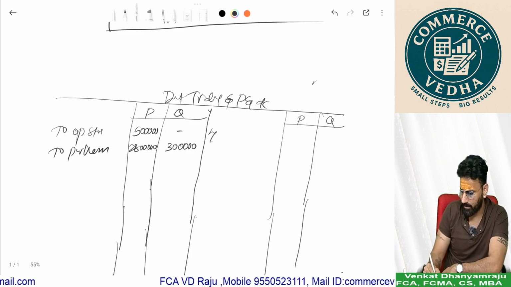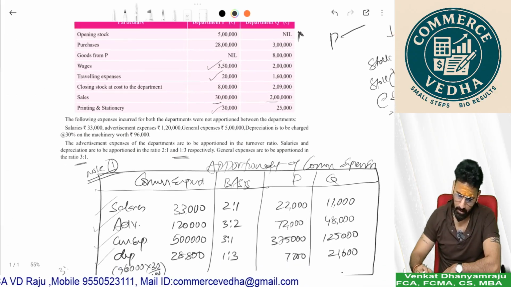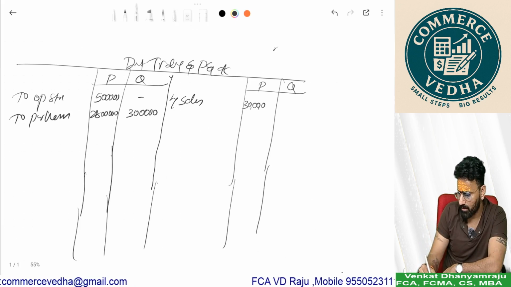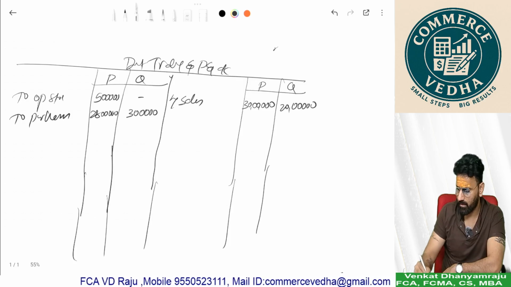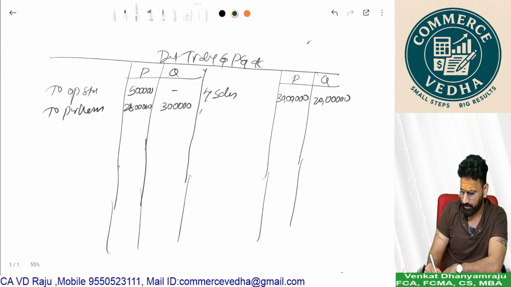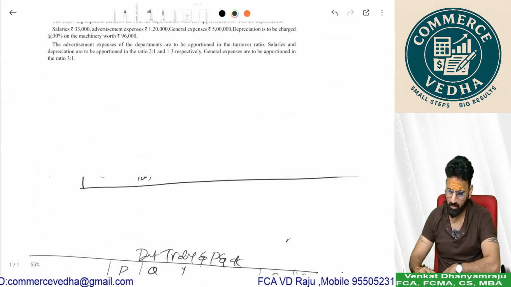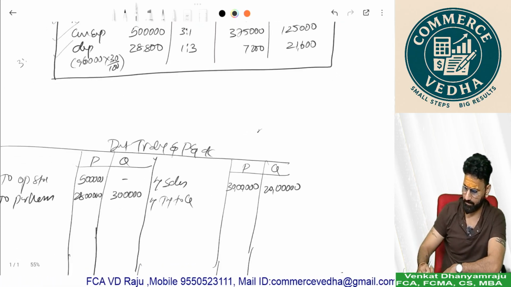And sales. Sales were given as 30 lakhs and 20 lakhs. Then transfers. By transfer to Q. How much is the transfer to Q here? Goods from P, 8 lakhs.